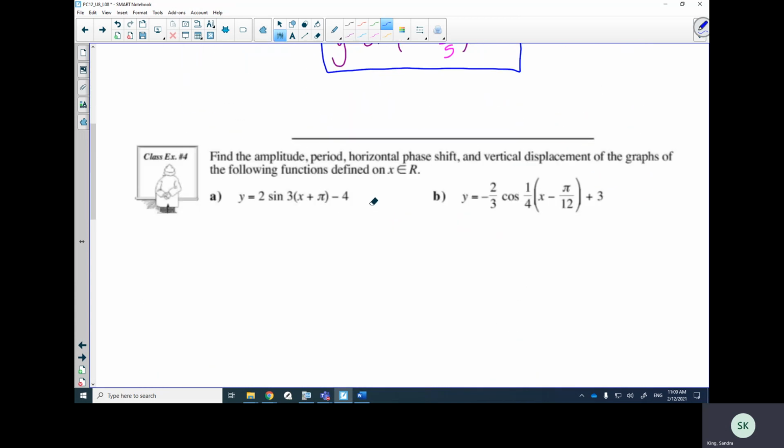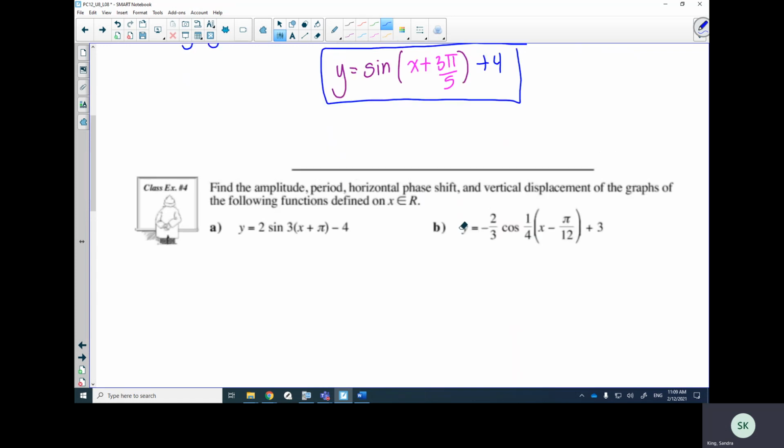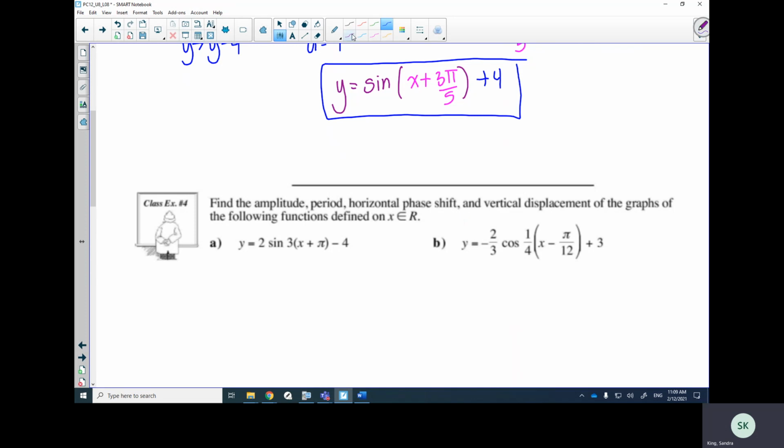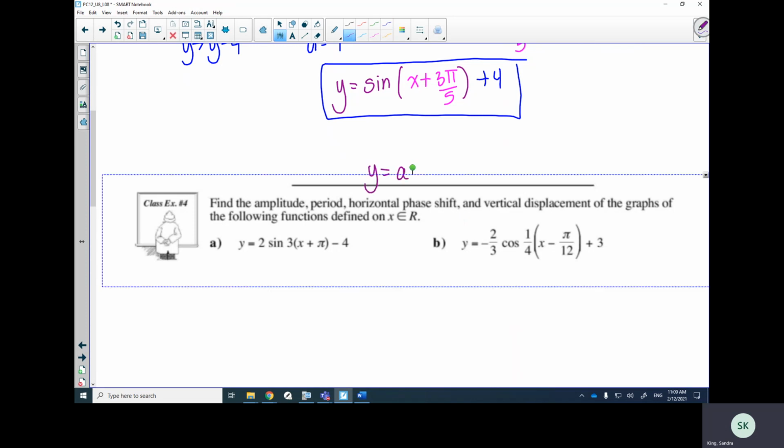Class example 4. Find the amplitude, period, horizontal phase shift, and vertical displacement of the graphs of the following functions. Let's write the general form of a sine graph. y is equal to A sine, open your square bracket B, open your rounded bracket, x minus C, close 2 brackets plus D.